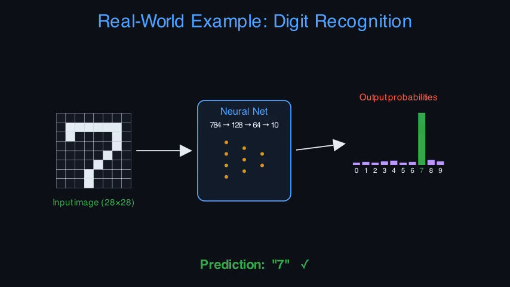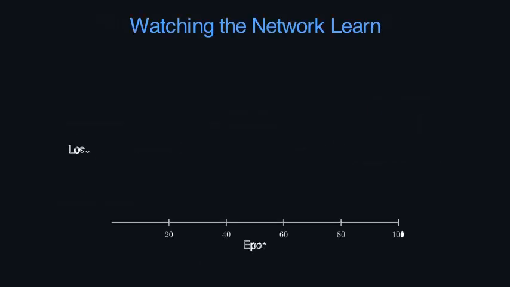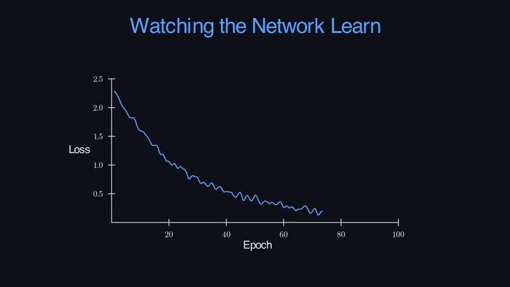Training this network with backpropagation on 60,000 examples takes only a few minutes on a modern GPU and reaches over 98% accuracy. So what does training actually look like over time? Here is a typical learning curve. The x-axis is training epochs, one full pass through the data. The y-axis is the loss.